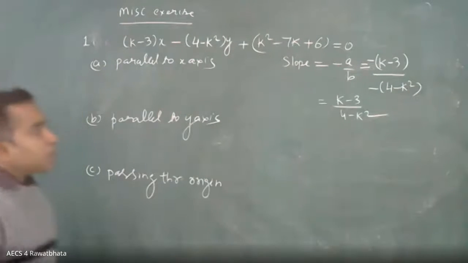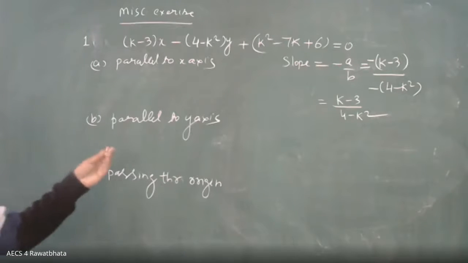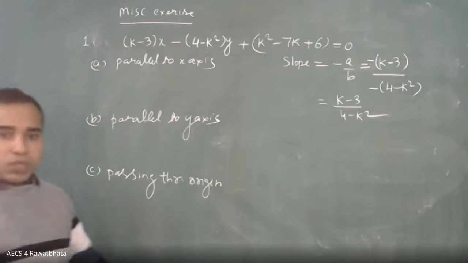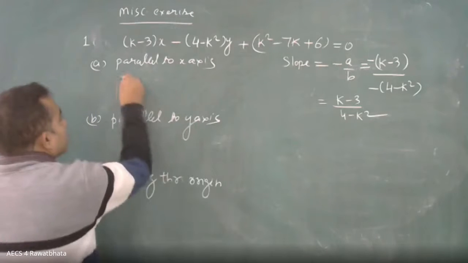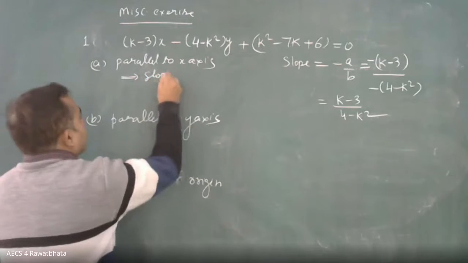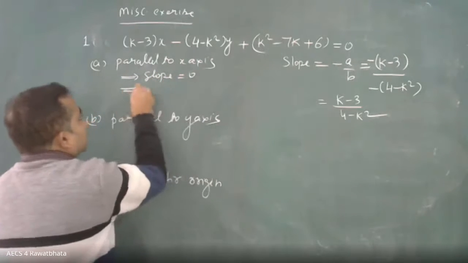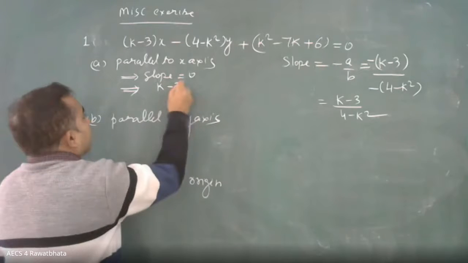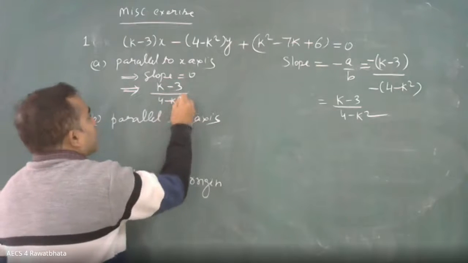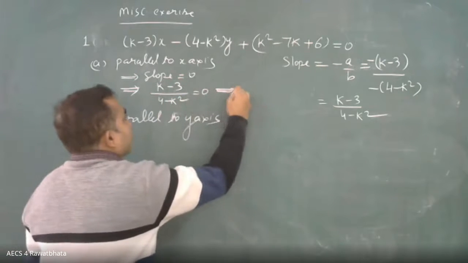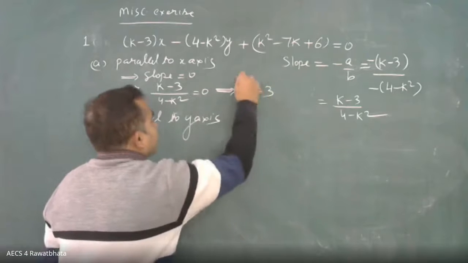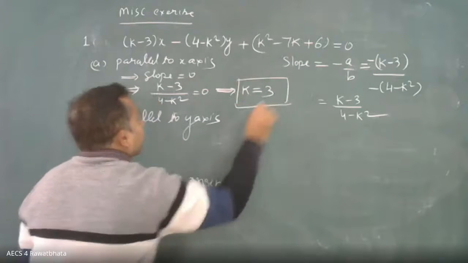Now, if it is parallel to x-axis, it means with x-axis it will make 0 degree, means tan 0 is 0. Its slope is 0. And the slope value you can keep, k minus 3 upon 4 minus k square equal to 0, which will give you very easily k equal to 3.